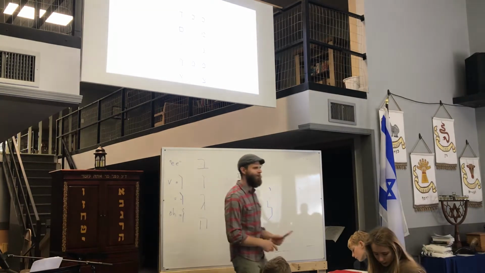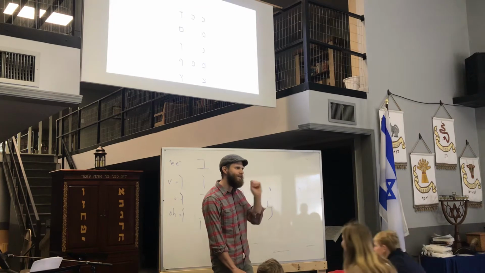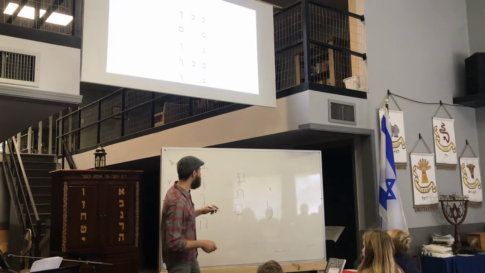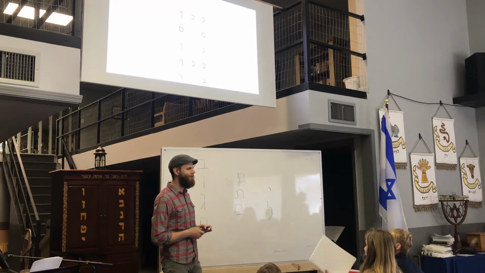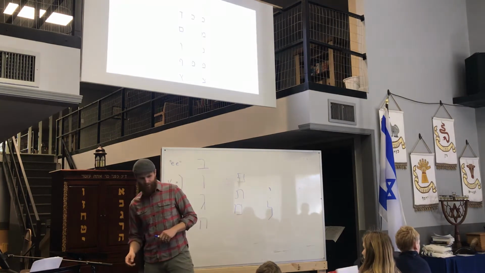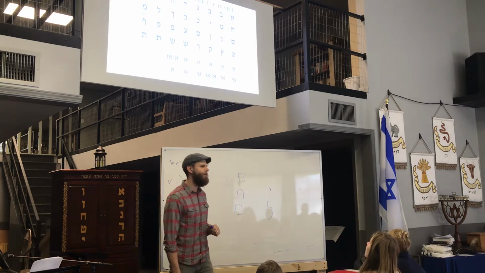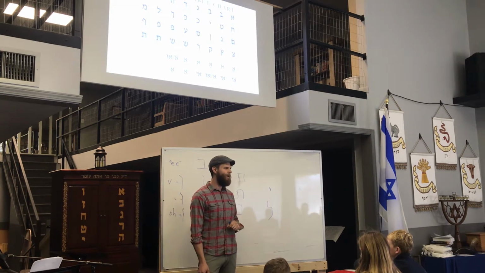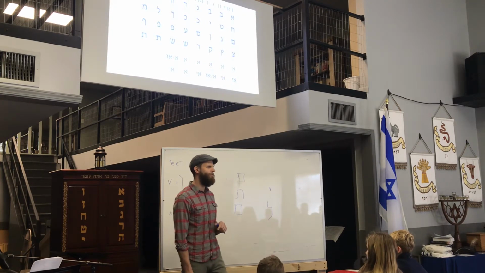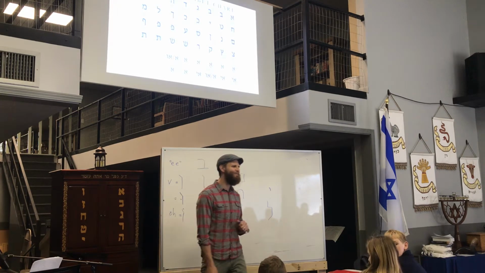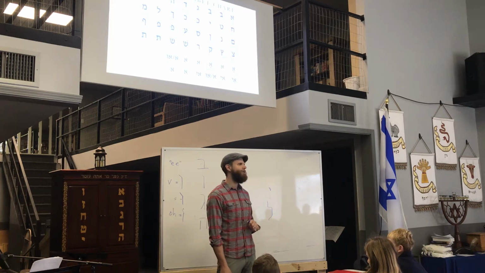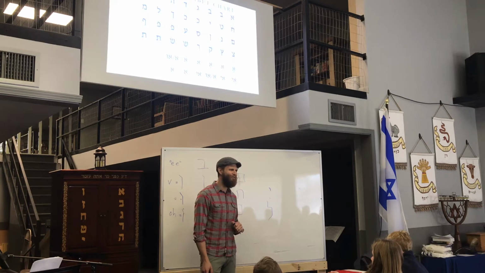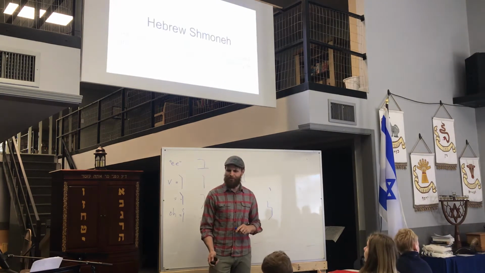Let's go through. I'm going to say the letter of the alphabet now, and I want you guys to tell me the sound that letter makes, okay? Everybody ready? Aleph. You ready? Aleph, Beit, Gimel, Dalet, Hey, Vav, Zayin, Chet, Tet, Yud, Kaf, Lamed, Mem, Nun, Samech, Ayin, Peh, Tzadi, Kuf, Resh, Shin, Tav. All right, let's do it again. Aleph, Beit, Gimel, Dalet, Hey, Vav, Zayin, Chet, Tet, Yud, Kaf, Lamed, Mem, Nun, Samech, Ayin, Peh, Tzadi, Kuf, Resh, Shin, Tav. Good job.